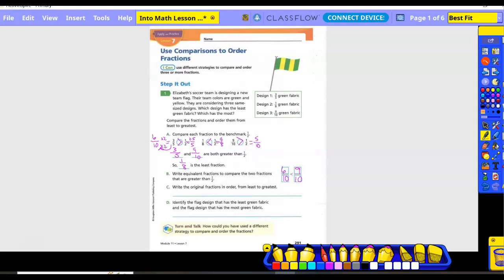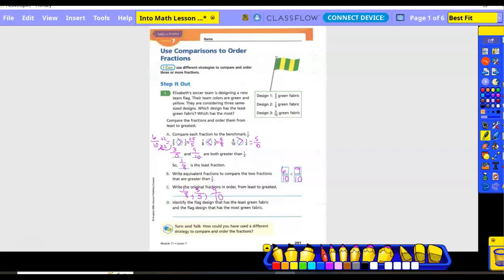So write the original fractions. Can I use the new ones I made up, or do I have to use the other ones? The original ones, right? Okay, so which was our smallest fraction? 1/8, right? Which one was next? The 6/10 or the 3/5. And which one was next? The 9/10.